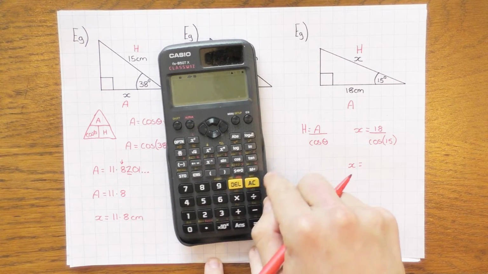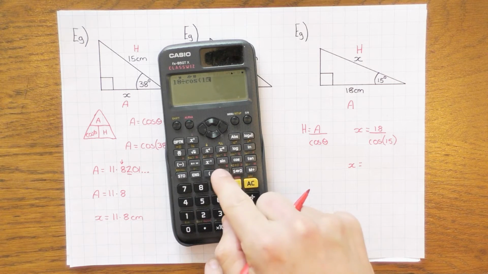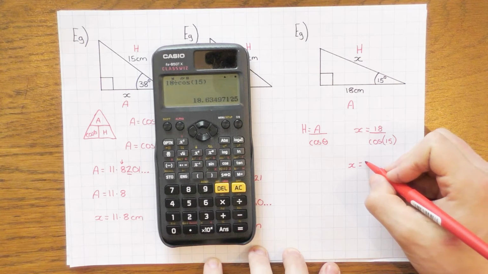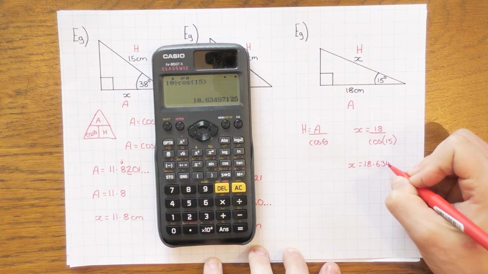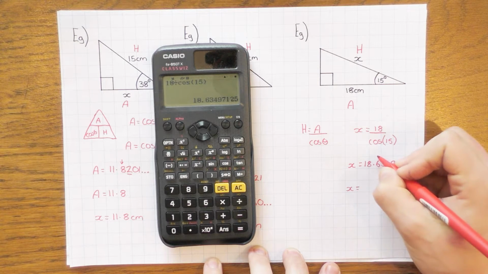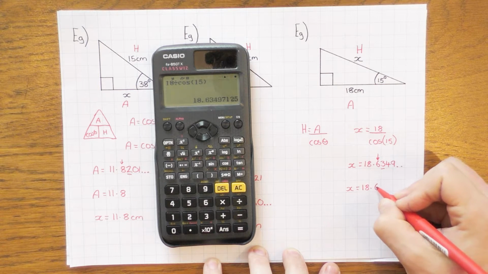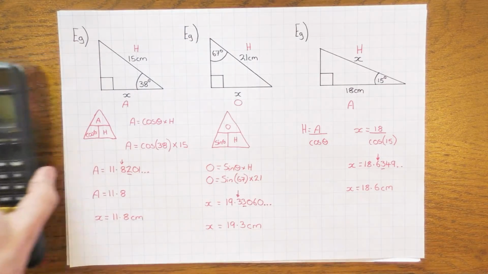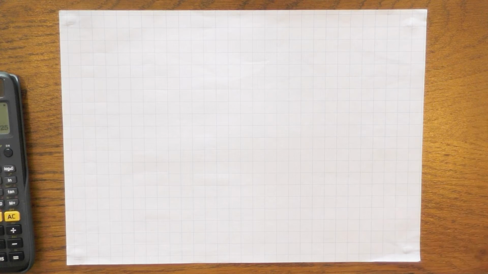So let's type that in. 18 divided by cos 15. Close the bracket and press the SD button to get what it is as a decimal. So 18.6349, and to one decimal place, 6 is the 1 decimal place, 3 tells me to round down, so 18.6 centimetres. Excellent. Okay, 3 more examples then, just to really nail this home, and I'm going to have a look at some trickier problems.